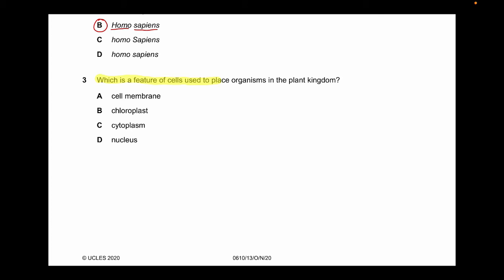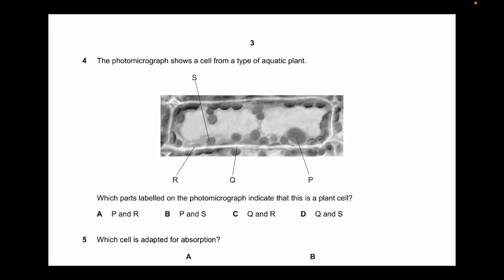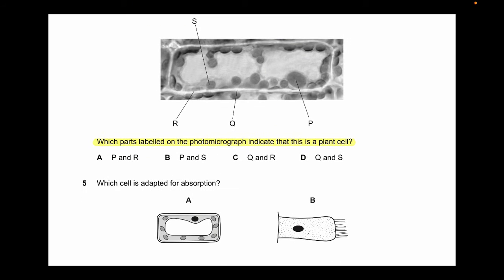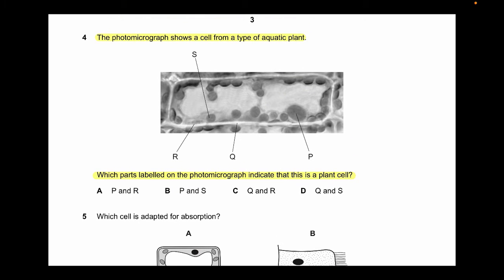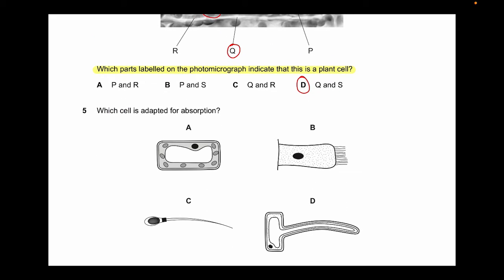Which is a feature of a cell used to place an organism in the plant kingdom? Well, in order for a particular organism to be in the plant kingdom, it must definitely have chloroplasts. The photomicrograph shows a cell from a type of aquatic plant. Which parts labeled on the photomicrograph indicate that this is a plant cell? A plant cell is indicated by chloroplast, so S, and Q, which is a cell wall. So Q and S. Option D is the correct answer.